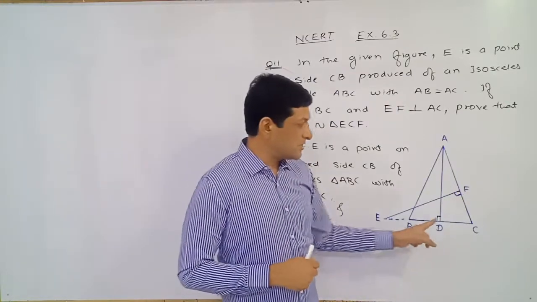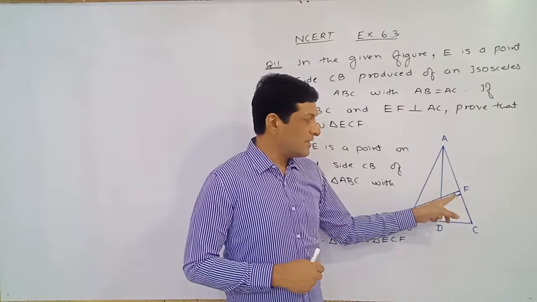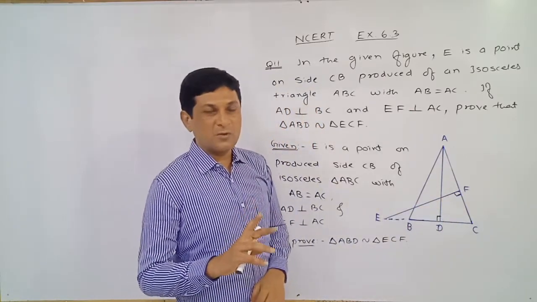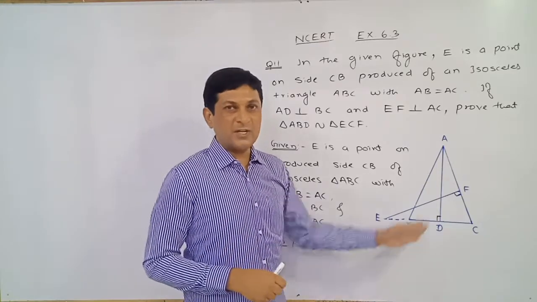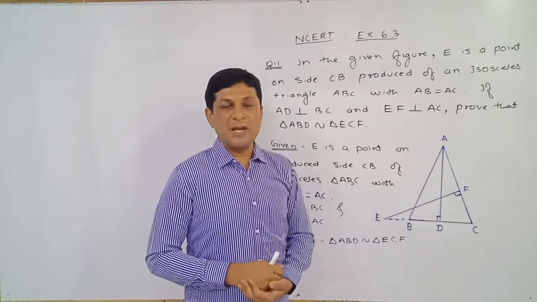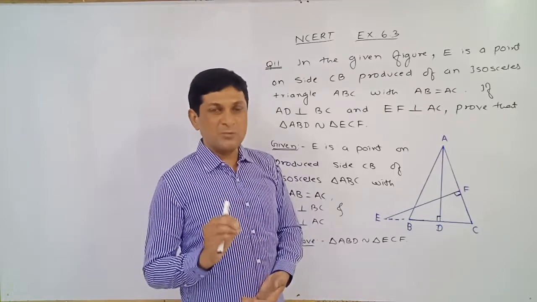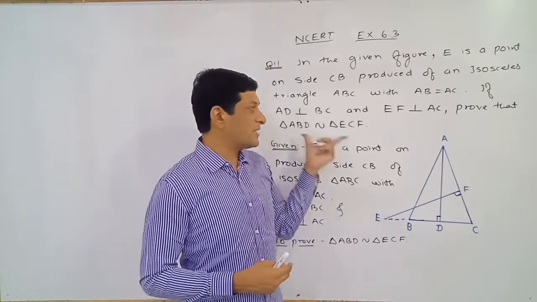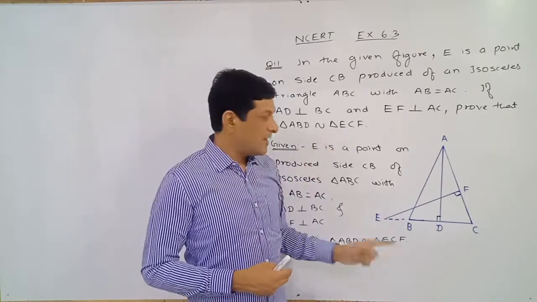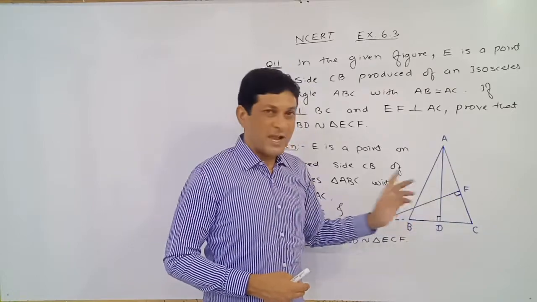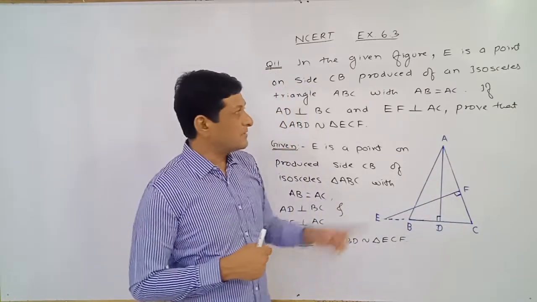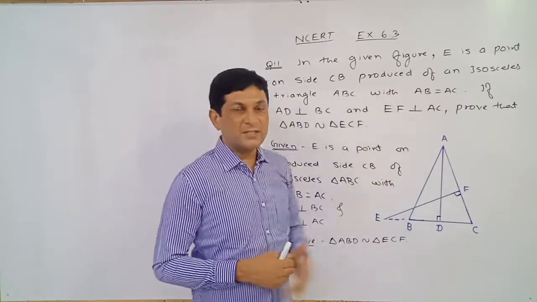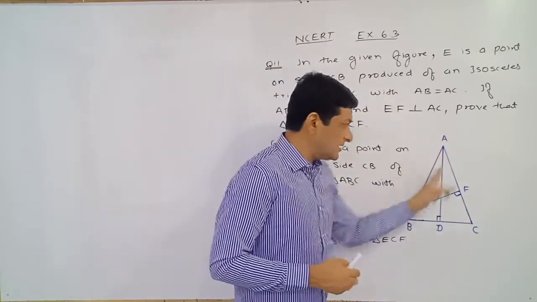Here we can easily observe that angle D and angle F of these two triangles are 90 degrees. That means one angle of the first triangle is equal to the corresponding angle of the second triangle. If we can show that one more angle is equal, then these two triangles are similar by AA criterion. One angle is already 90 degrees. Now, it is given that triangle ABC is an isosceles triangle, and AB is equal to AC.